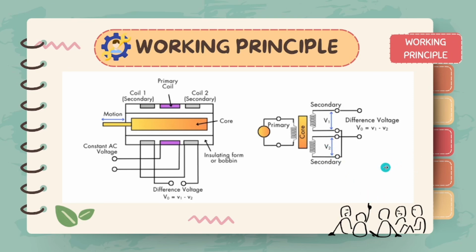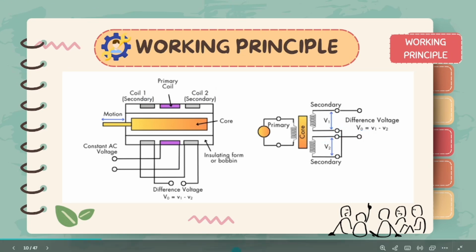But when the core moves to the left, it moves closer to coil 1. So V1 is greater than V2, and your V out will become positive. When the core moves to the right, the core is closer to coil number 2. The V2 voltage of coil 2 is larger than V1 of coil 1, so your V out becomes negative. So your output will increase in the opposite direction.